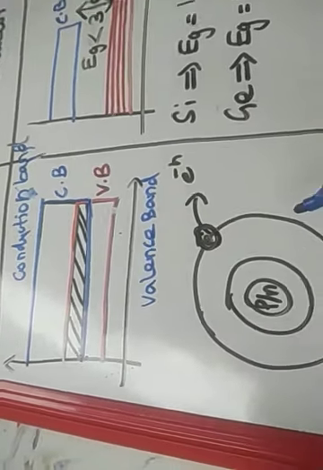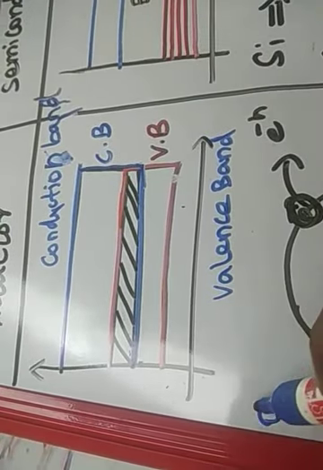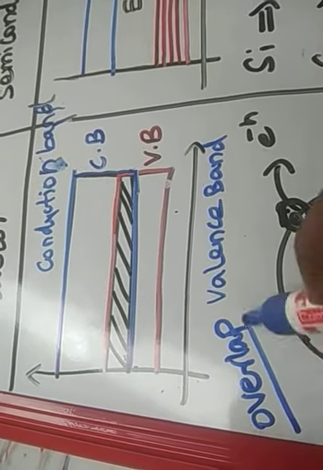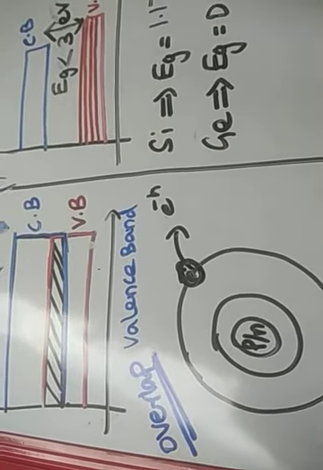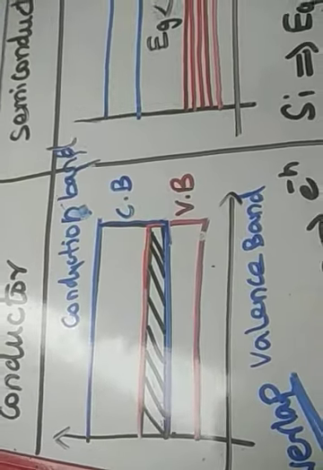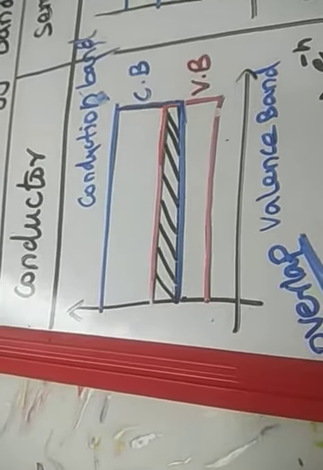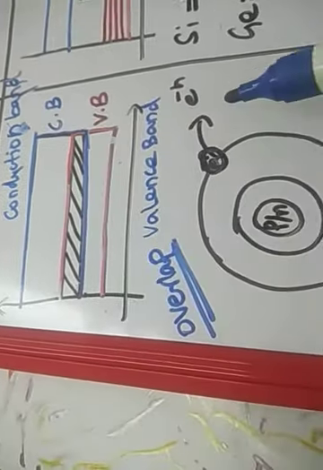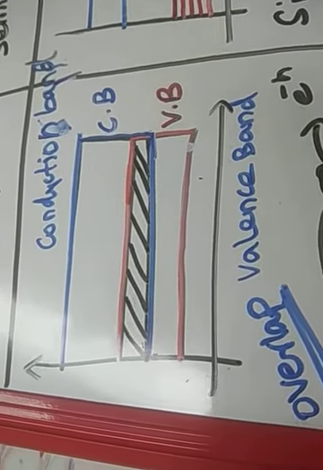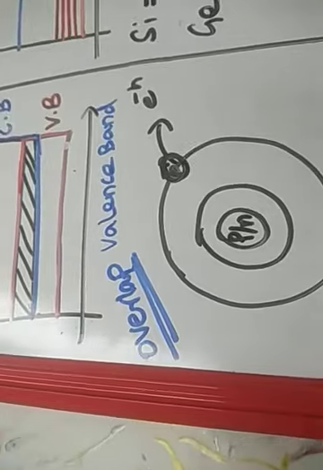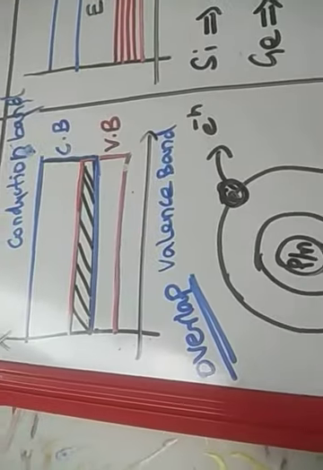So in metals, the valence band and conduction band overlap each other. So overlapping means what? No sufficient energy is required to make that electron become a free electron. That is a conductor. That's why metals are good conductors of electricity. It will allow the current easily, because even at very low temperatures the metals will have free electrons, because we need not supply any extra energy to make the valence electron become a free electron. That is a conduction band. That is a conductor's energy level diagram.